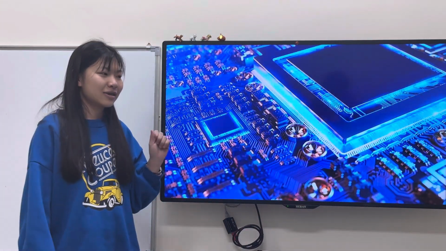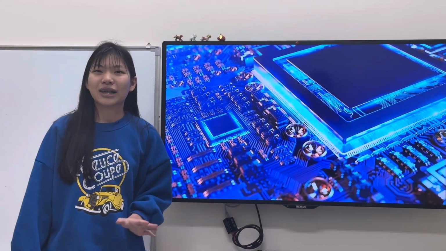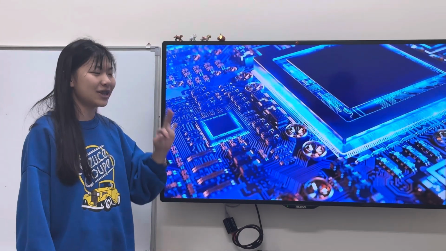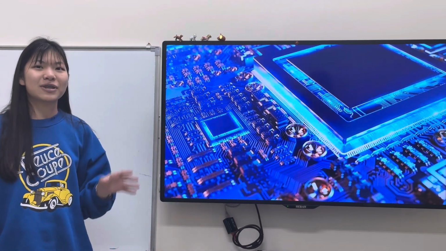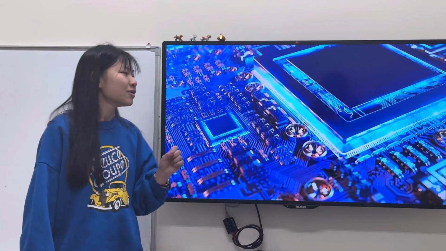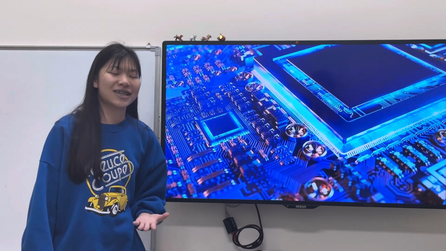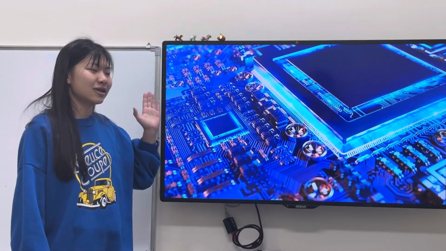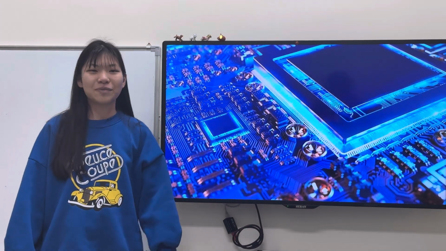And at the end, think about it. Every time you send a message, watch a video, or use an AI, you're relying on something so small that you can't even see it. So next time when you are using your devices, why not think about the incredible journey of a semiconductor chip? This is all about my summary today.